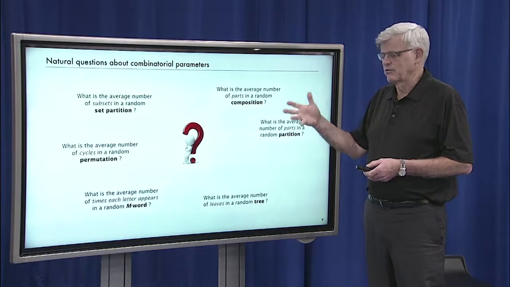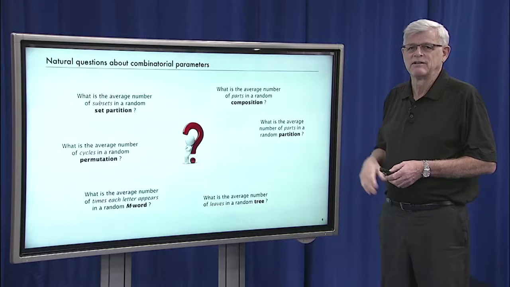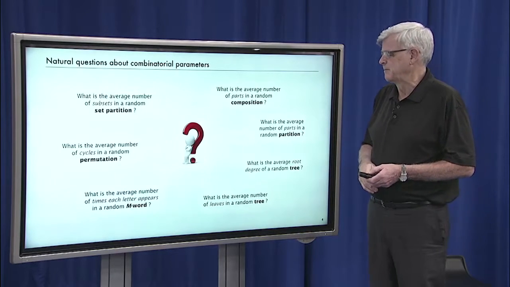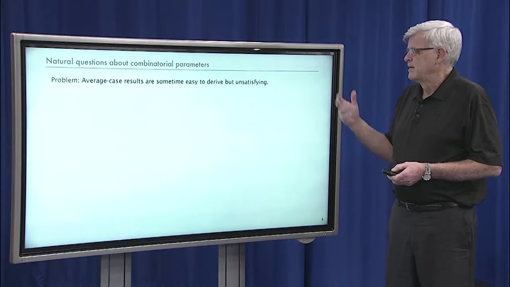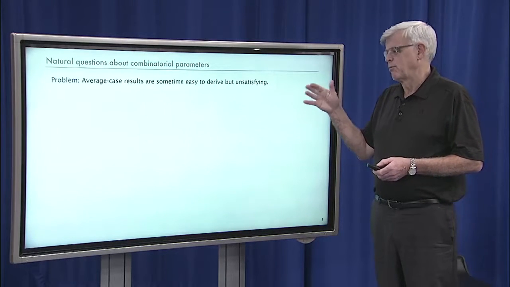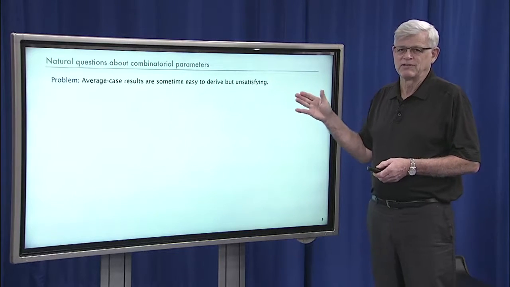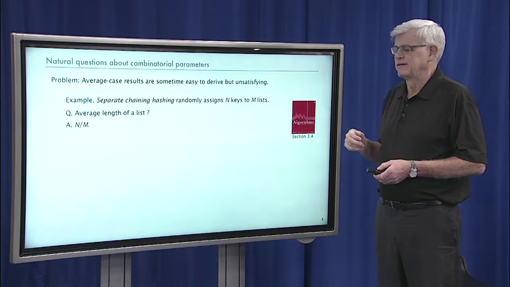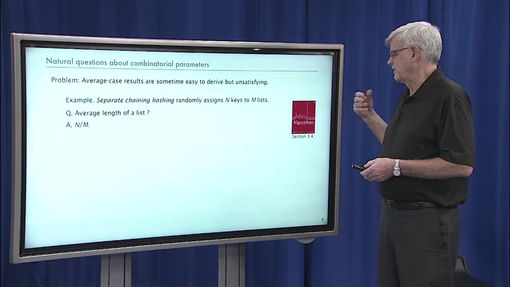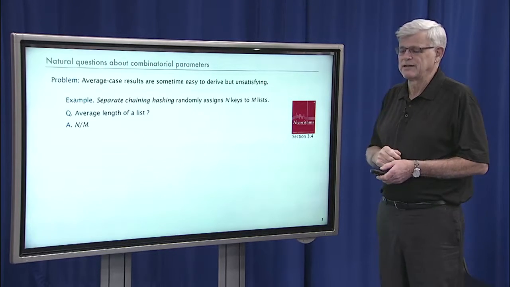And in part one of the course, we talked about all kinds of applications where we studied questions like this in some detail. Average root degree of a random tree is another one. Now, one problem with this point of view is that sometimes it's easy to get average case results like this, but they're a little bit unsatisfying. A famous example of that is an algorithm called separate chaining hashing, which we'll look at in a little more detail later on.